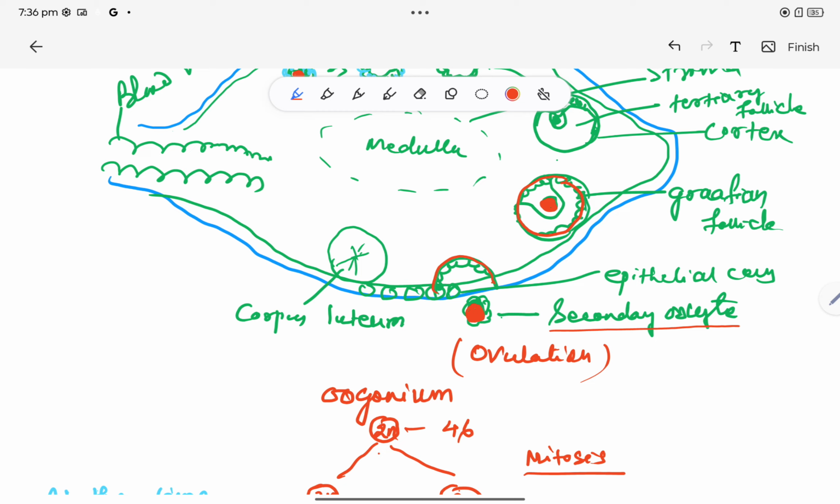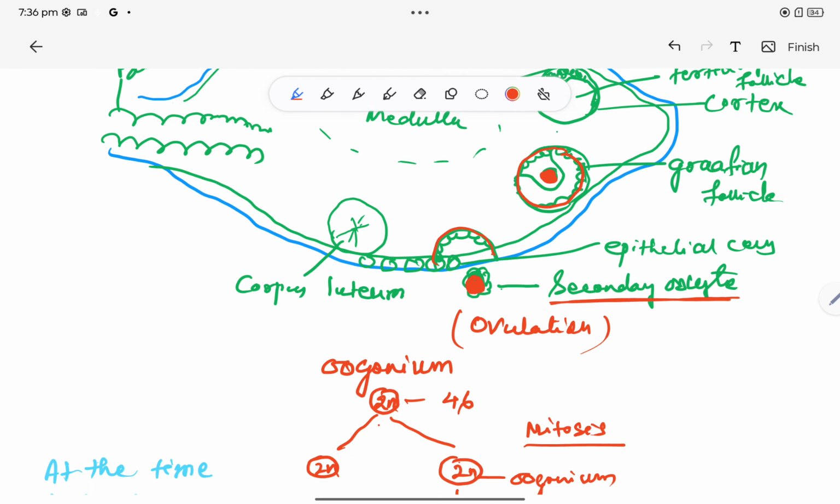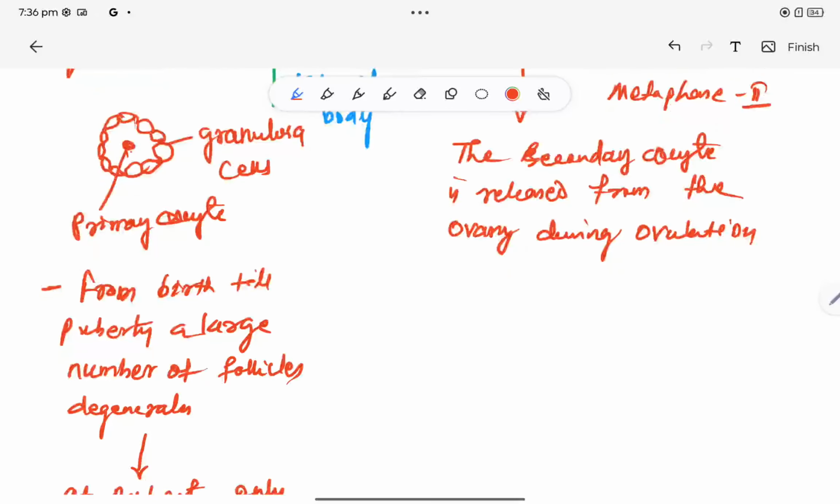In which stage is it released? It is released in the secondary oocyte stage, where it has started meiosis 2 but ceased at metaphase 2. Metaphase 2 में रुक गया है. Now when will this metaphase 2 complete?